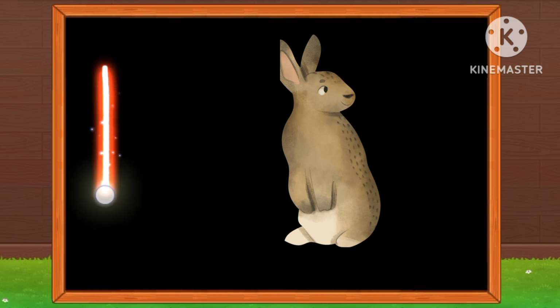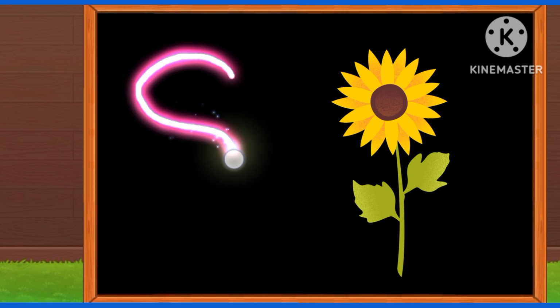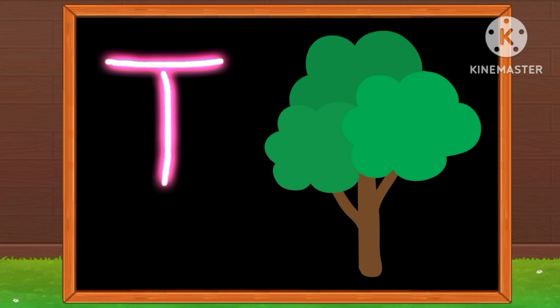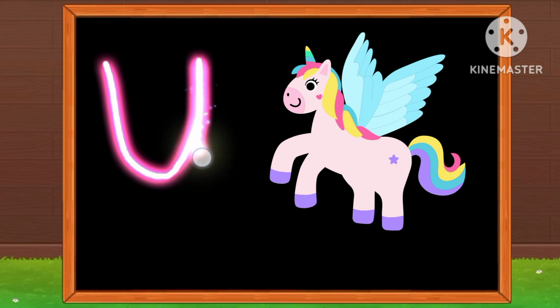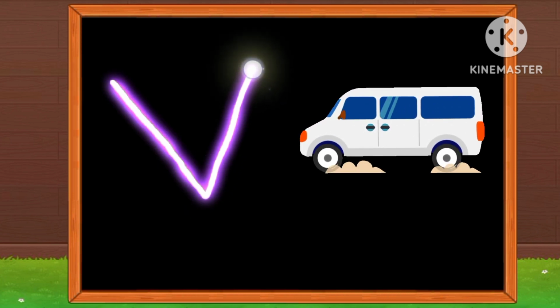R. R for rabbit. S. S for sunflower. T. T for tree. U. U for unicorn. V. V for van.